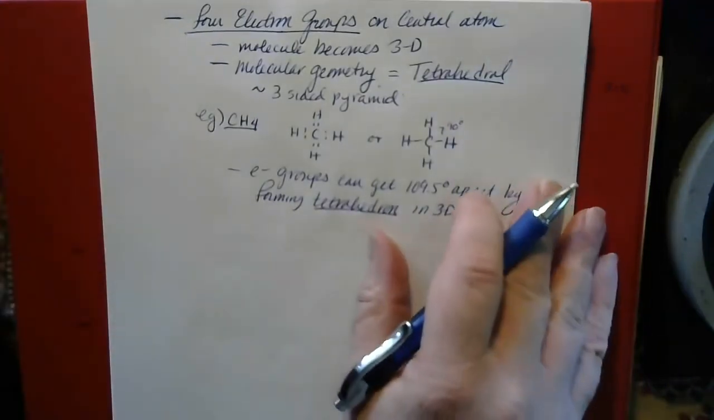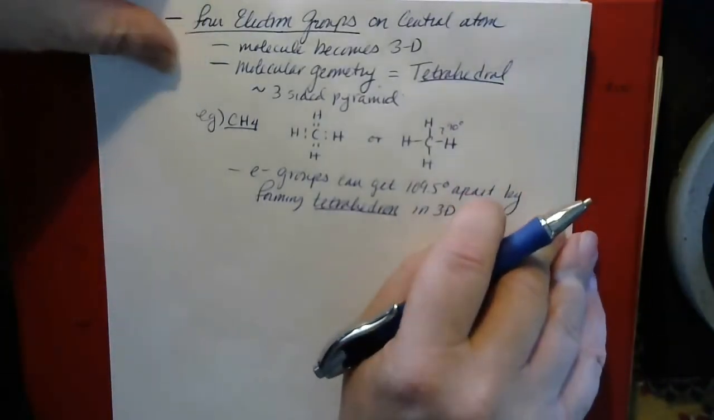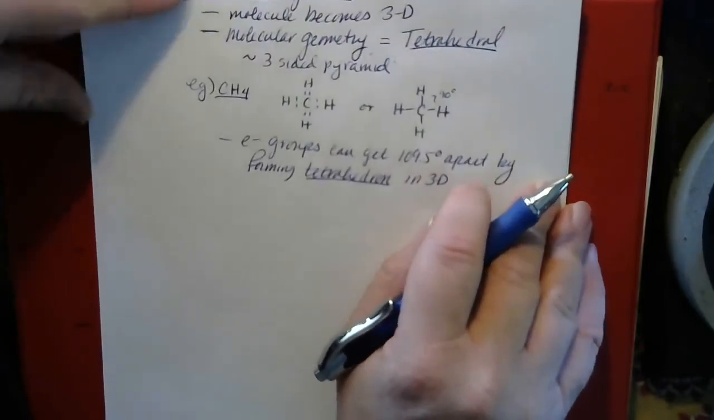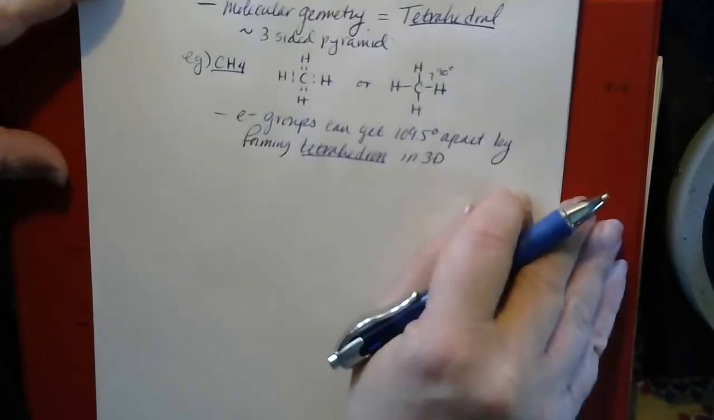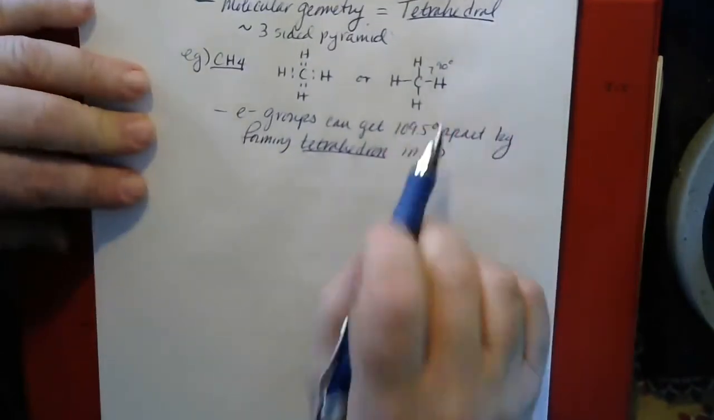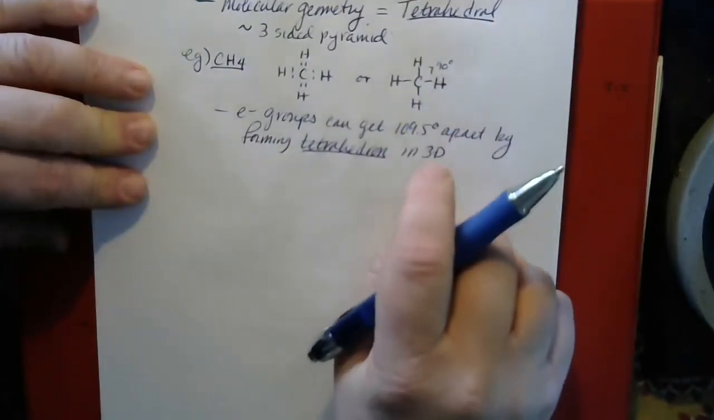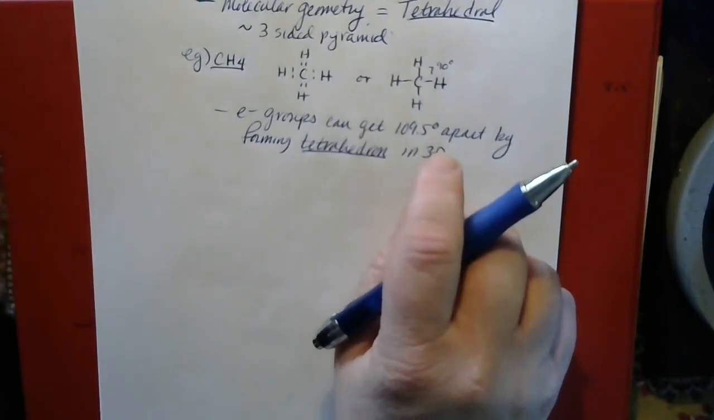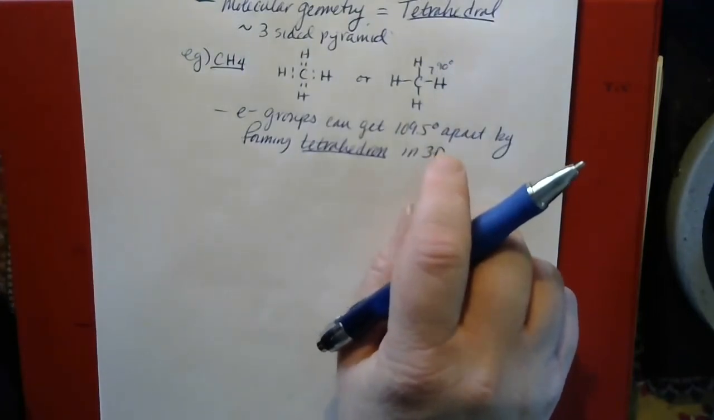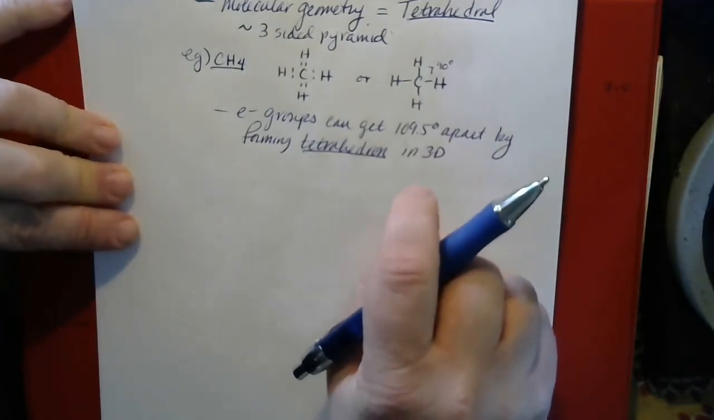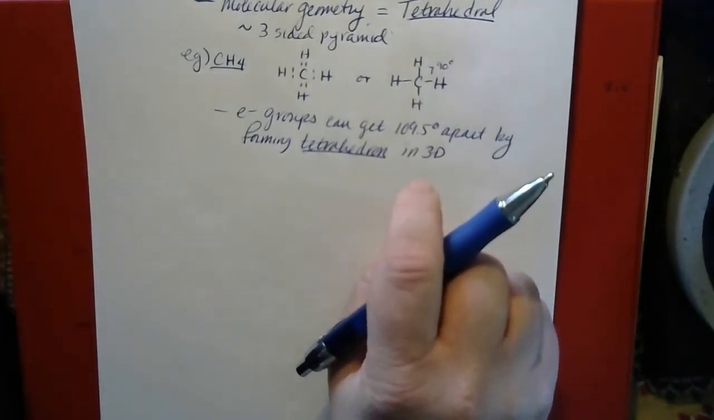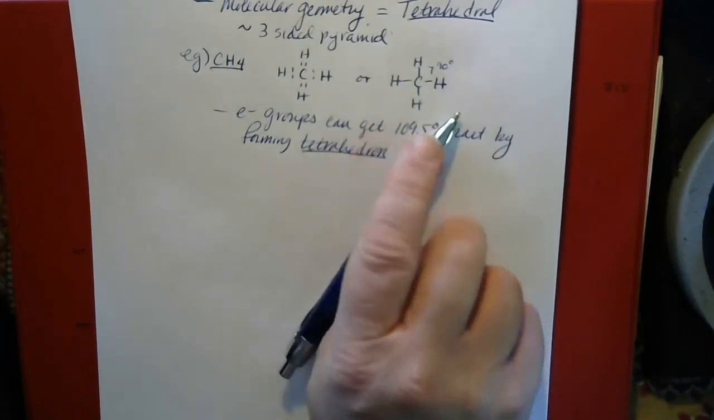And by forming a tetrahedron, the electron groups around the central atom can actually get 109.5 degrees apart. That's quite a bit further apart than 90 degrees. But this requires it to become three-dimensional. So what you end up with is the shape like I showed you in the book.